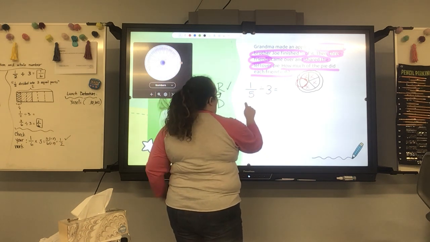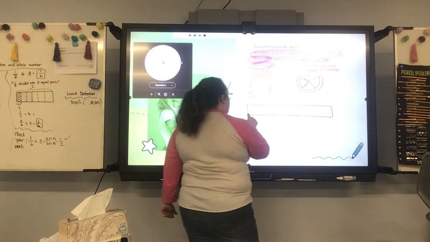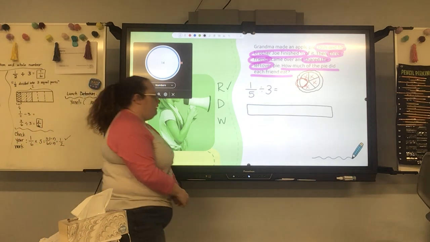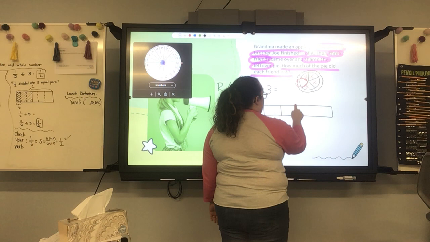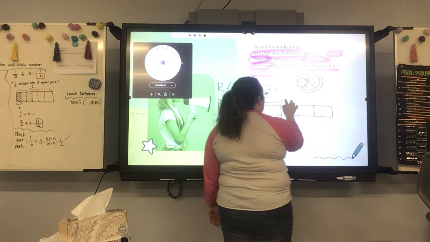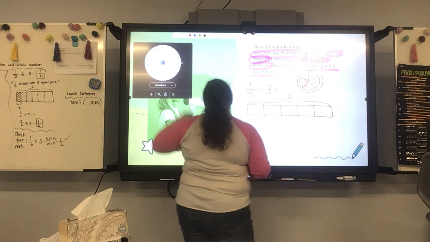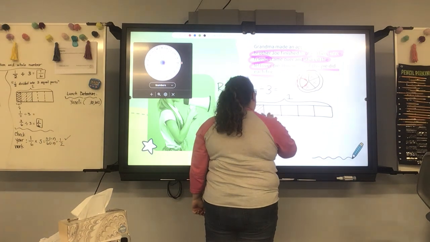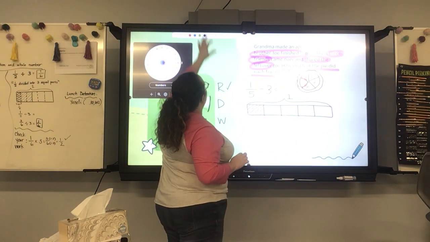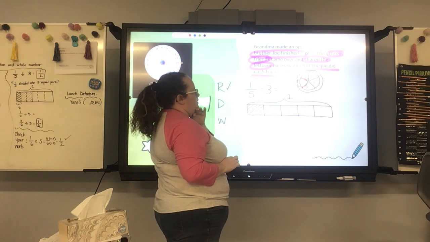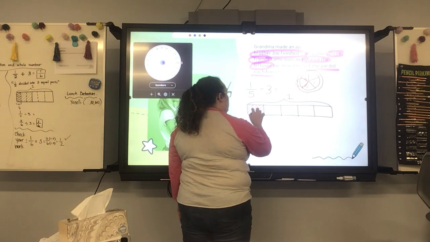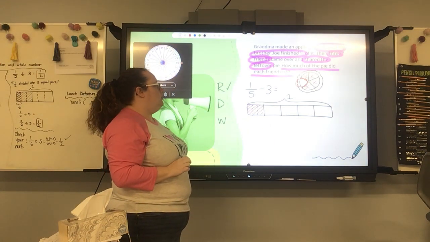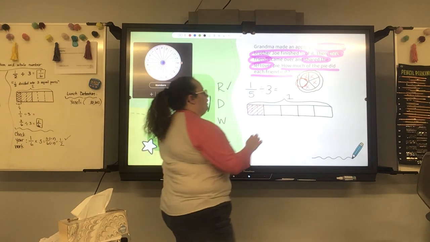Now let's draw. For my strip diagram, what would I do, number 14? I need 5 pieces for 1/5. And how many get the zigzag line? 1. Okay. Now what am I going to do, number 13? Divide them into 3. But do I just do that for this one? No, I do that for all of them.